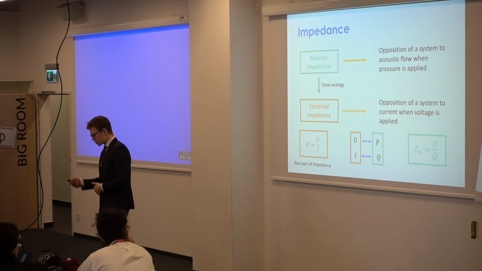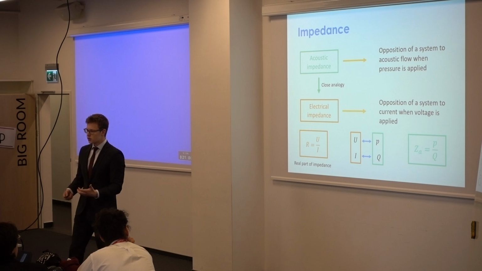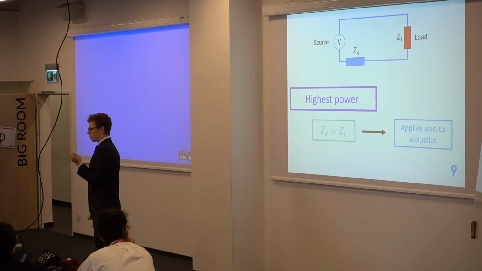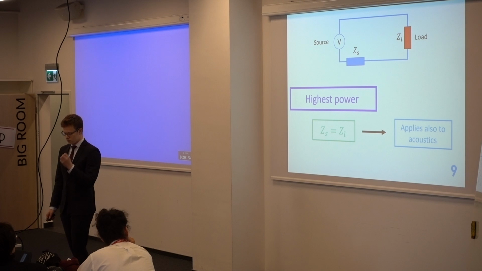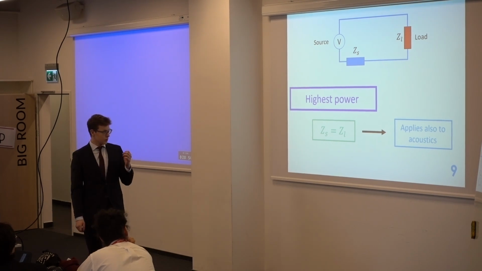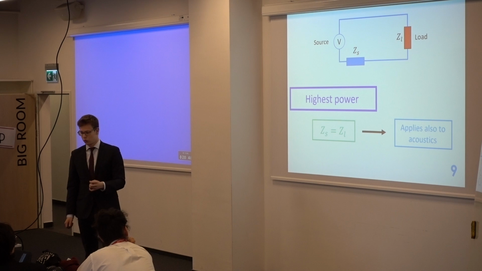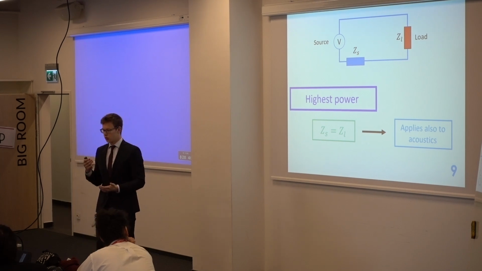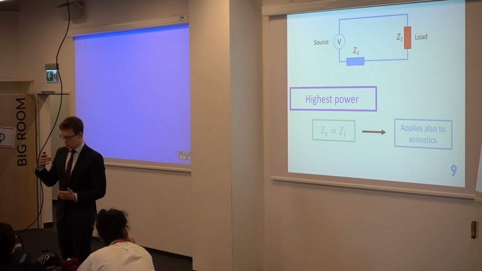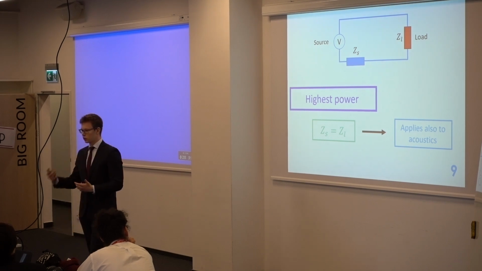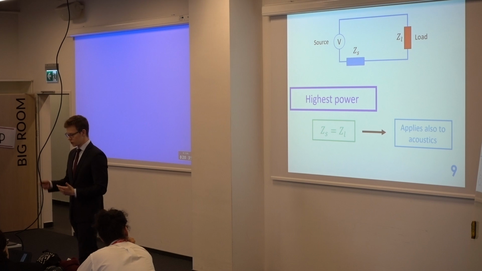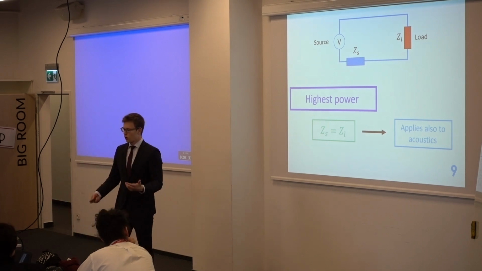Okay, so now let's look at impedance matching in electrical circuits. To optimize the circuit for highest power, we want to make sure that the impedance of the source is the same as the impedance of the load. At this point, the highest power transmission is able to occur, and the lowest reflection occurs in the circuit.